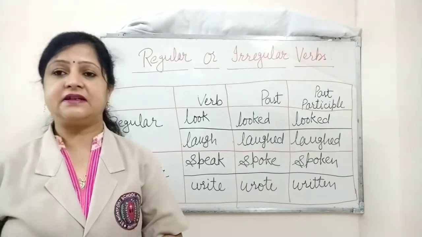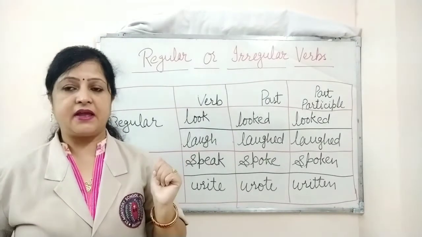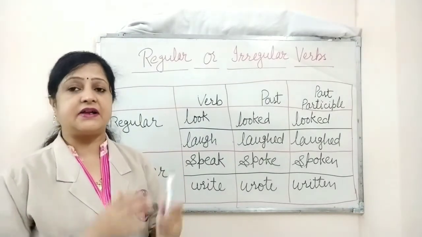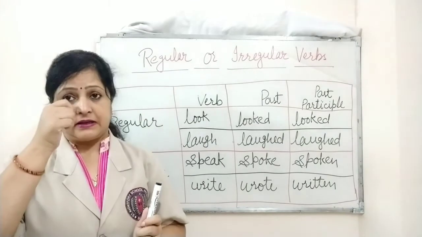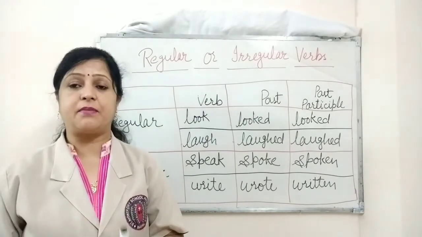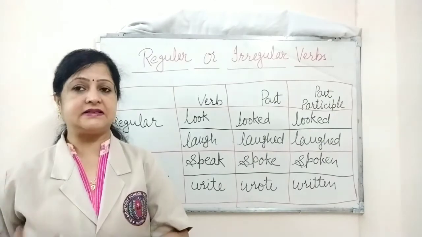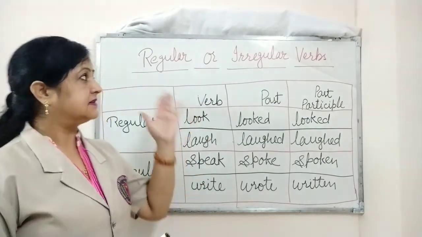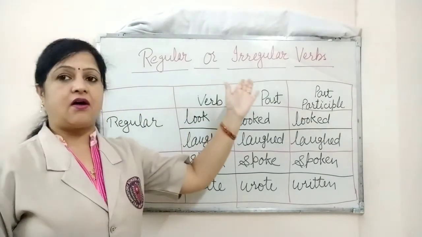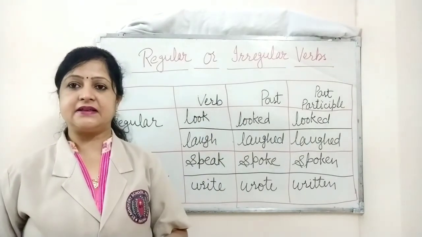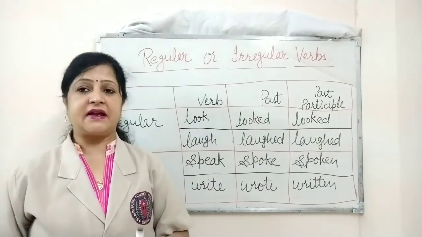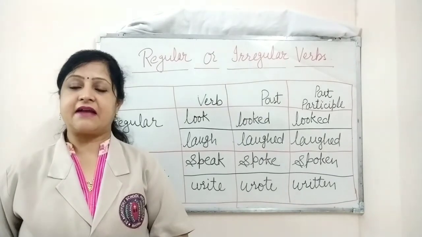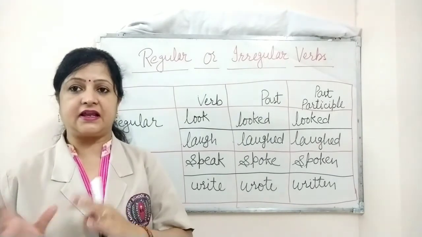So today we have discussed the main verb, and after that I told you about transitive and intransitive verbs, and now we discussed regular and irregular verbs. I think this is enough for today, and in my next video I will explain the auxiliary verbs.